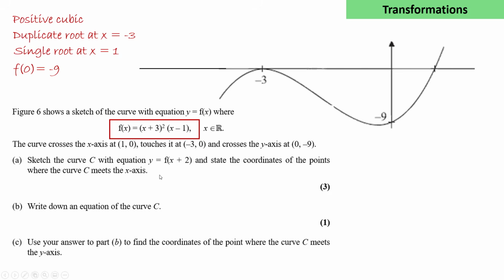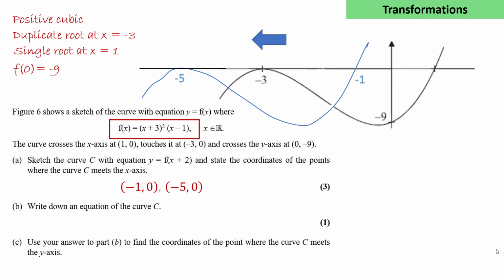We're asked to sketch the curve with the equation y equals f of x plus 2 and state the coordinates of the points where the curve meets the x-axis. Well, f of x plus 2 will be f of x shifted 2 in the negative direction. So it's going to cut the x-axis at the point minus 1, and it's going to touch the x-axis at the point where x equals minus 5.